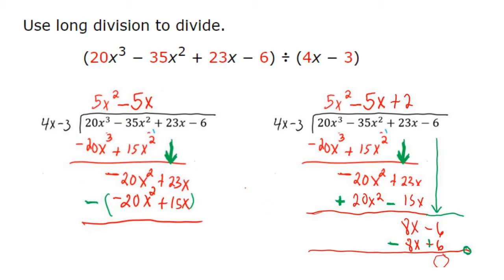So 20x squared minus 20x squared is going to give me 0. 23x minus 15x is going to give me 8x. Then I bring down my last term, the minus 6. And then I say to myself, what can I multiply to 4x to get 8x? Well, that's the 2. That's going to give me 8x minus 6. Subtract, distribute the sign. It's going to be minus 8x plus 6. And when I add them together, it gives me 0.